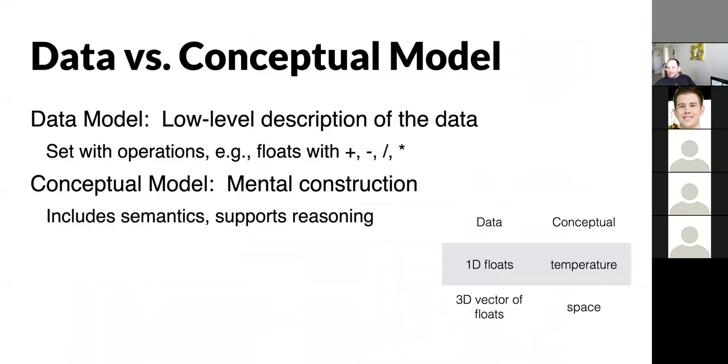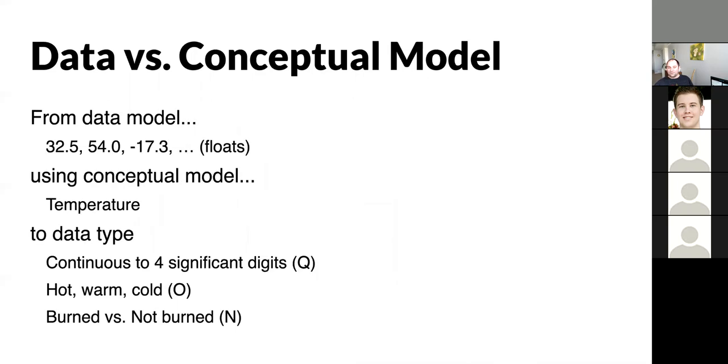Okay, great. One thing that is also important is to distinguish data model versus conceptual model. The data model is a low-level description of the data. We have operations that we can apply to them. For example, we can do additions, subtractions, and so on with floats. The conceptual model is the semantics and the reasoning about it. So the data model would be I have 1D floats, the conceptual model would be I have temperature. Or the data model would be I have a 3D vector of floats, the conceptual model would be space.